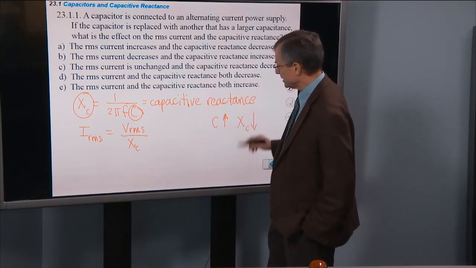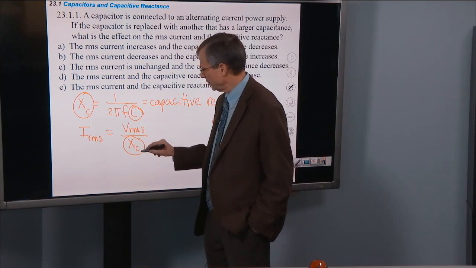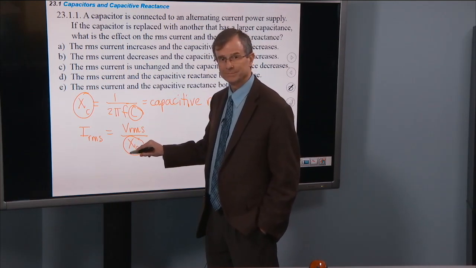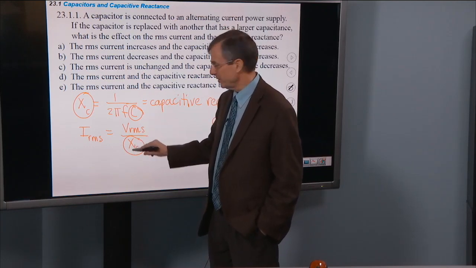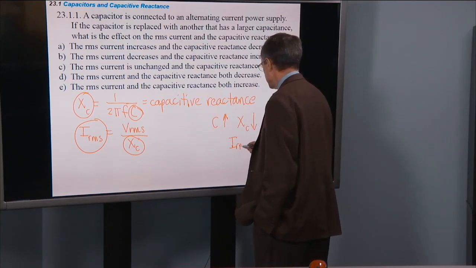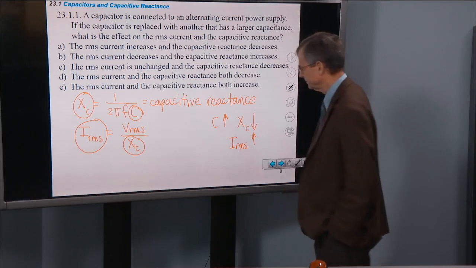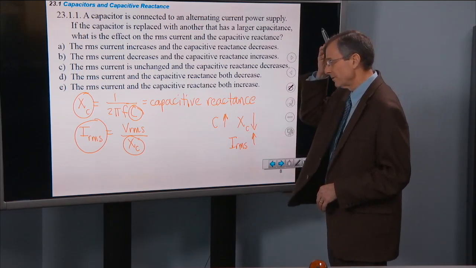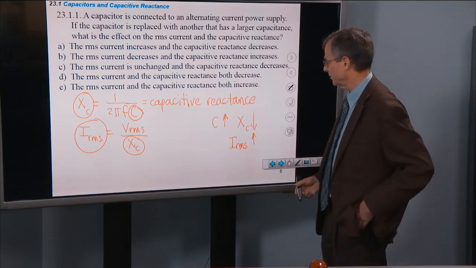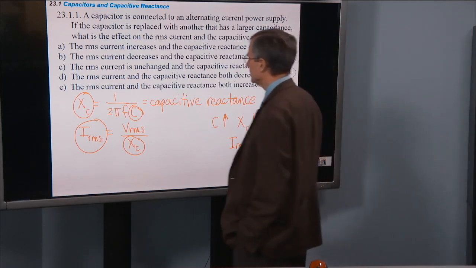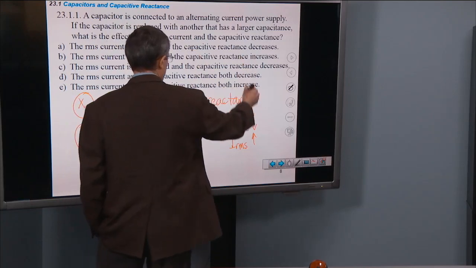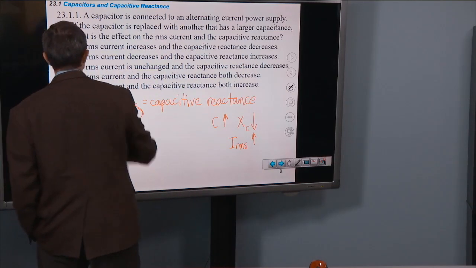Well, if X sub C goes down, you're going to decrease this denominator. It's going to get smaller. If you decrease the denominator, then you'll increase the number. And so I RMS is going to increase, get more current. And that's exactly what we saw for the case of different frequencies, but we're just considering it for the case of different capacitances. So which answer gives the right answer? RMS current certainly increases, and the capacitive reactance decreases. Yeah, that's our man.